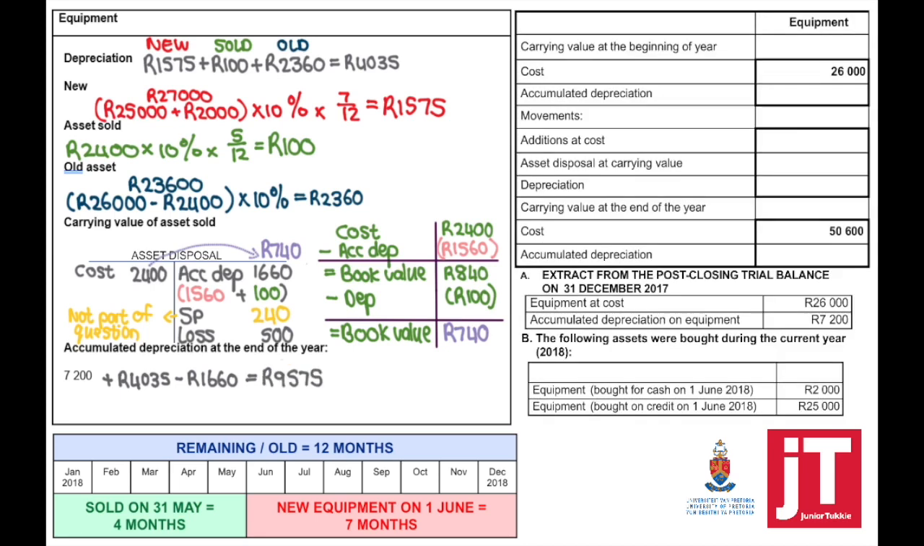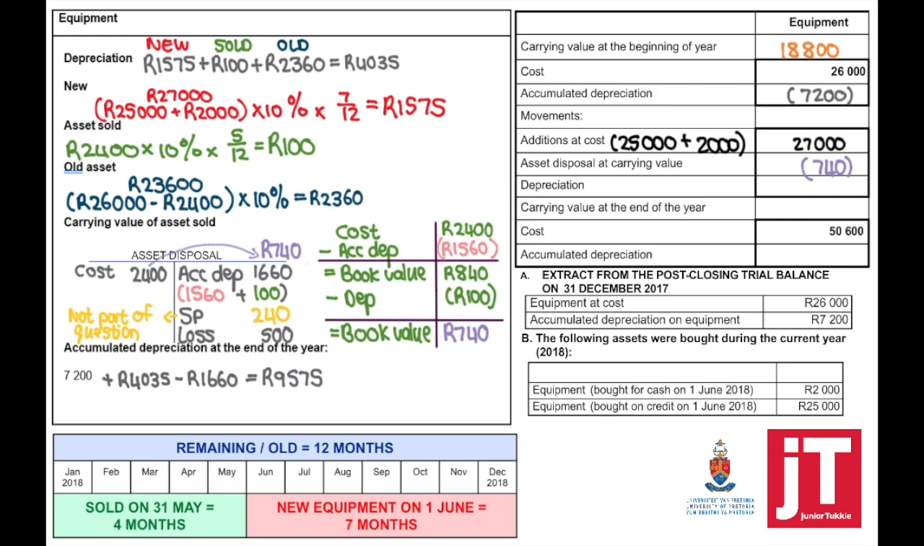To complete the tangible asset note, we're going to start. The cost was given to you in the beginning on your answer booklet. The accumulated depreciation was given, 7,200. Cost minus accumulated depreciation equals the book value in the beginning. If we look at our movement now, there were additions at cost, 27,000. Asset disposal at carrying value was 740.